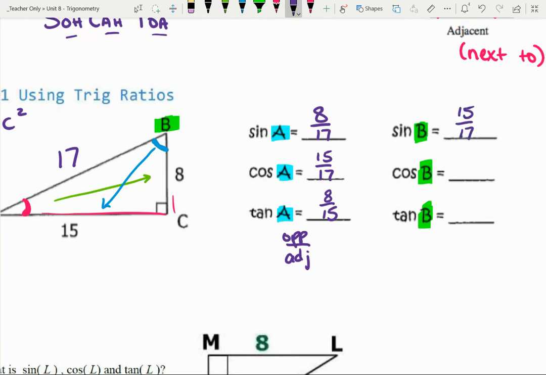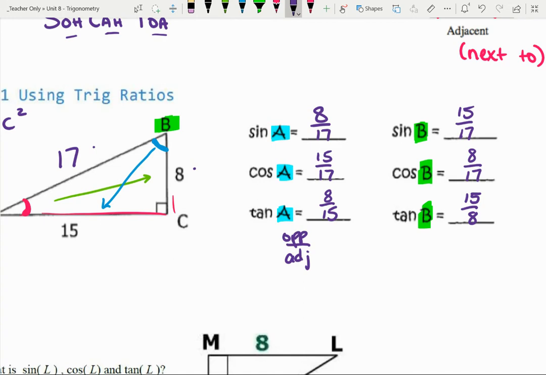The length of the hypotenuse doesn't change. The hypotenuse is always the hypotenuse. The cosine of B is the adjacent side divided by the hypotenuse. So the length of 8 divided by the length of 17. And then our tangent of B is the opposite divided by the adjacent. So our opposite length was 15 and our adjacent length was 8.